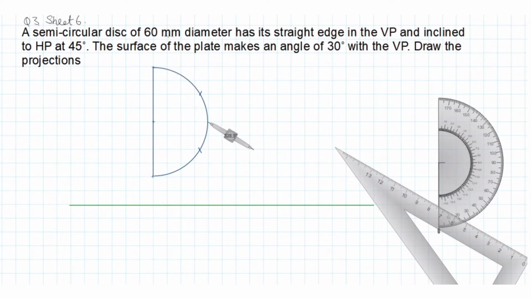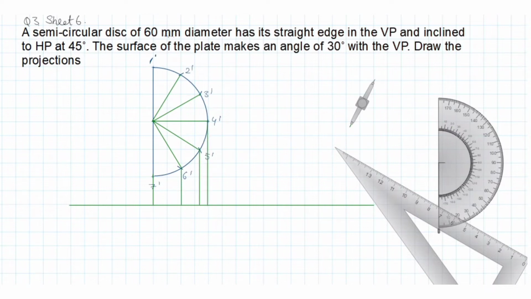Then we will place it at this point and make a mark here, and one at the bottom as well. This has divided the semicircle into equal parts. Let this point be 1 dash, this 2 dash, 3 dash, 4 dash, 5 dash, 6 dash, and 7 dash. Let us join these points with the center. Now we project these points to draw the top projection of the semicircle.